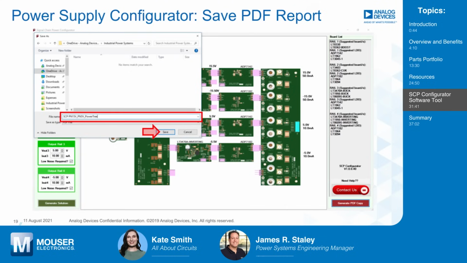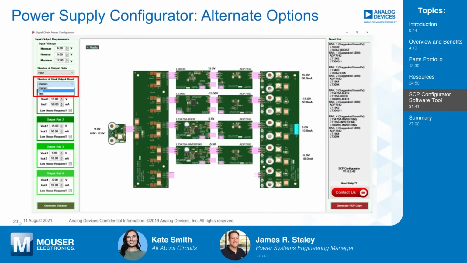You'll type in whatever you want to call the file name and click Save. As an alternate option to account for some flexibility that a system designer might require, we've also allowed the option to choose a number of dual output boards. You can select up to 2, since 2 dual rails would create 4 of the 5 boards. There wouldn't be room for any more. So you can choose 1 or 2 or none dual output boards from the drop-down menu.